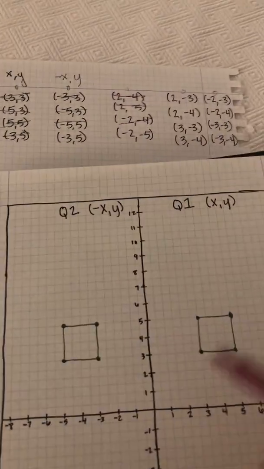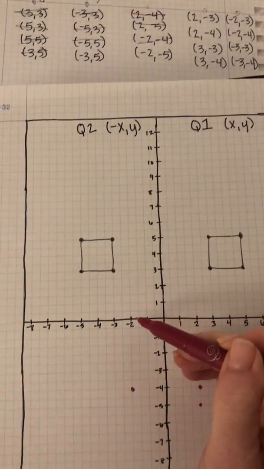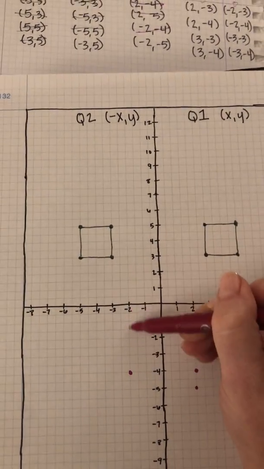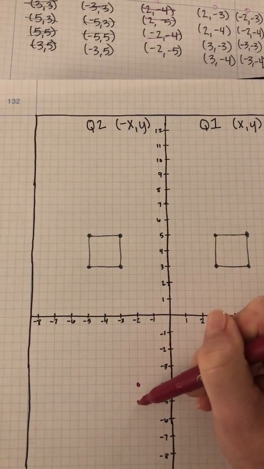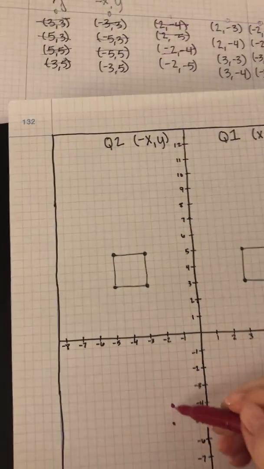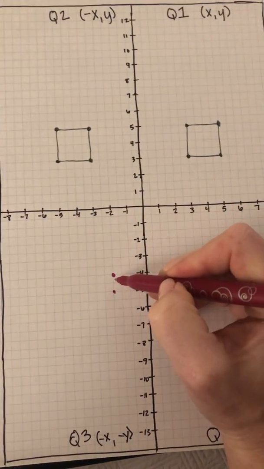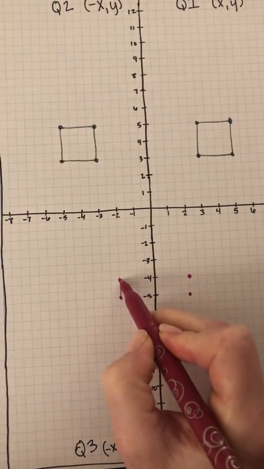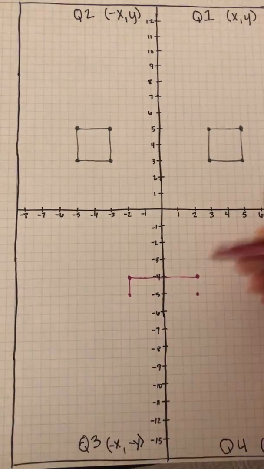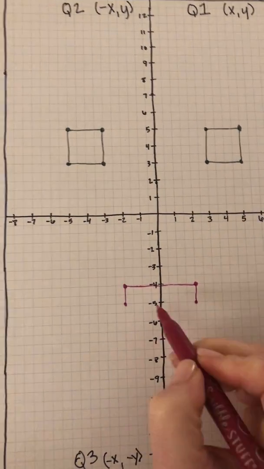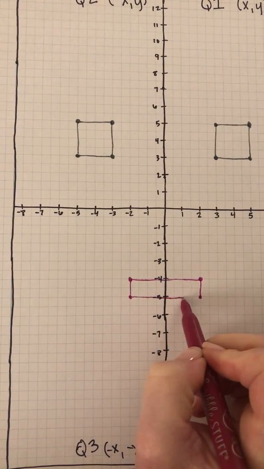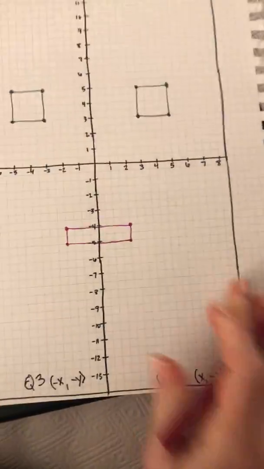And then negative 2, negative 5, negative 2 left, down, negative 5. If you notice, I am going left or right first on all of these, and then up or down. That is how we always plot our ordered pairs, left or right, and then up or down. Makes a nice little rectangle.